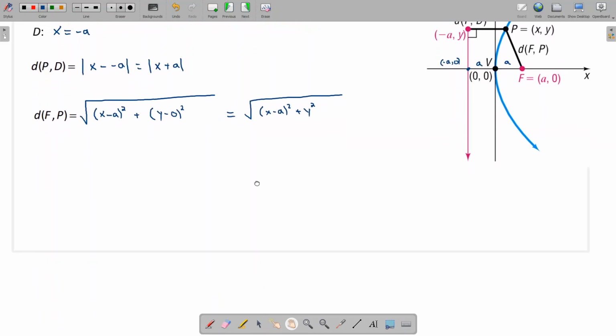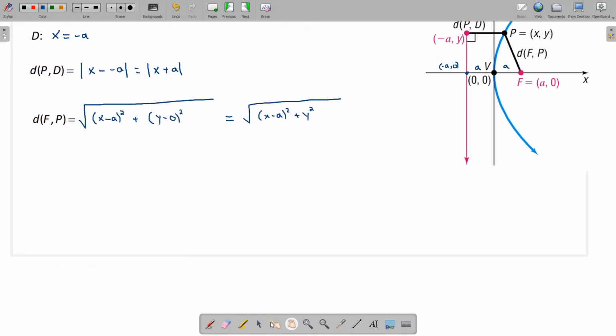Okay, now since it is a parabola, that means those two segments have to be equal. This segment has to be equal to that segment, which means we can set those two distances equal to each other. Then all we have to do is try to simplify this and we'll get the equation we're looking for. So let's square both sides.